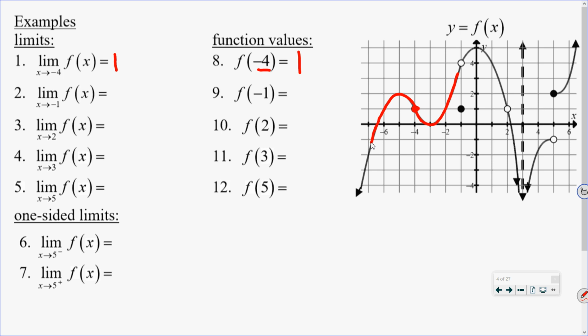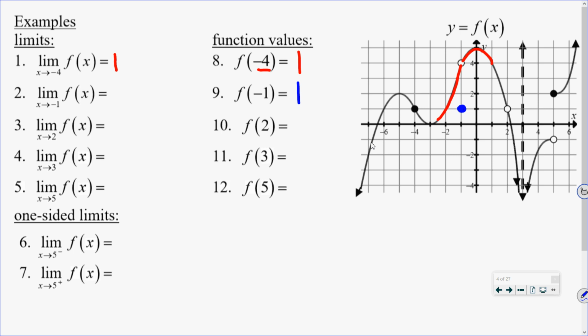Okay, let's look at number 2. Number 2 says, what is the limit as x approaches -1? So now we're going to come over here. What happens as I get closer to -1? That y value is getting closer to 4. As I come from the right side, same thing, that y value is getting closer to 4. Now notice that the actual point, when I plug -1 in, comes out to be 1. But that doesn't matter for the limit.